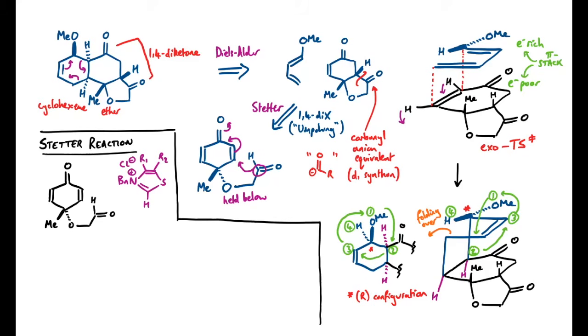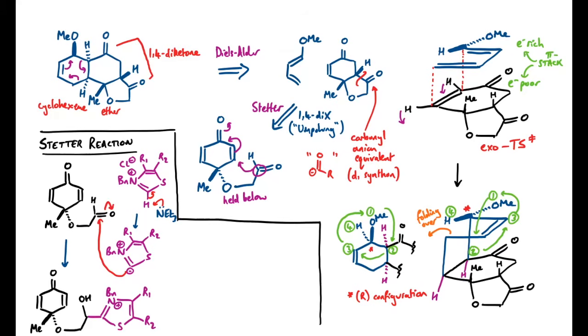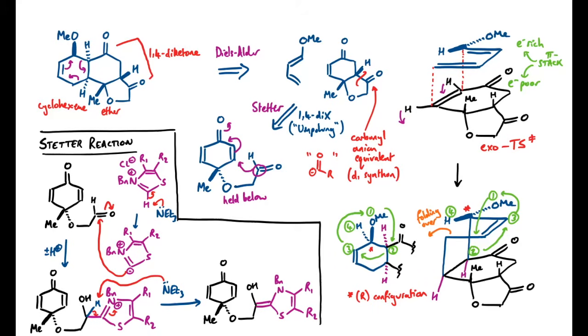Firstly, I'm going to treat this with a base. Triethylamine is good enough, because there's an acidic proton, which I've highlighted here. That will give me this ylid type structure, which can act as a nucleophile on the carbonyl. And here I've just transferred the proton to give me a hydroxyl group. Once I've got that intermediate, I have another acidic proton, just highlighted in blue, that the triethylamine can remove. And this then generates me an enamine.